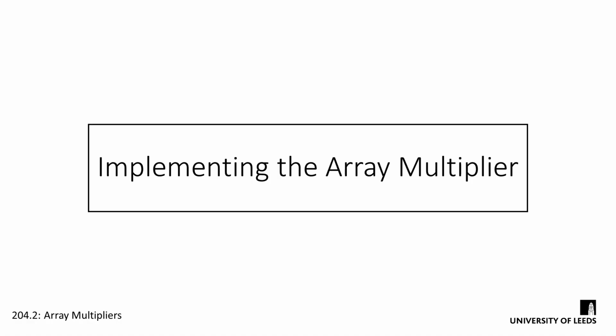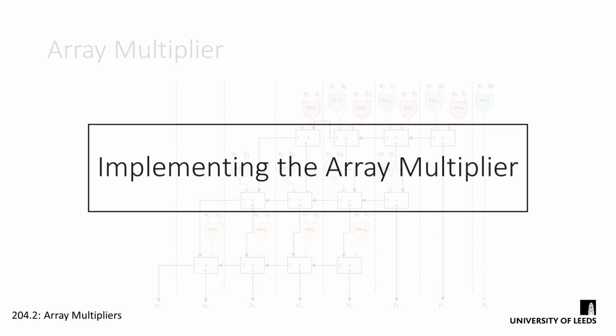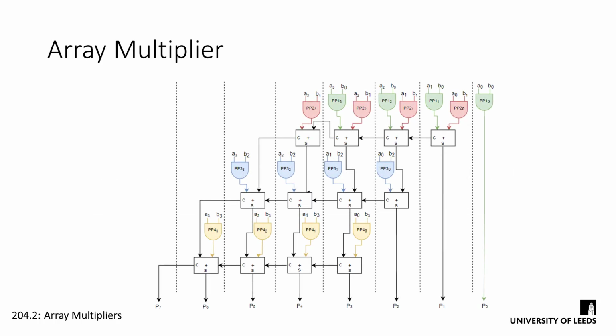So how would we go about implementing this array multiplier in Verilog? Well, if we take a look at our final design, it's not that difficult to see. We only really need two different types of component, AND gates and adders. We could differentiate between full and half adders where necessary, but we might want to keep our design as simple as possible.